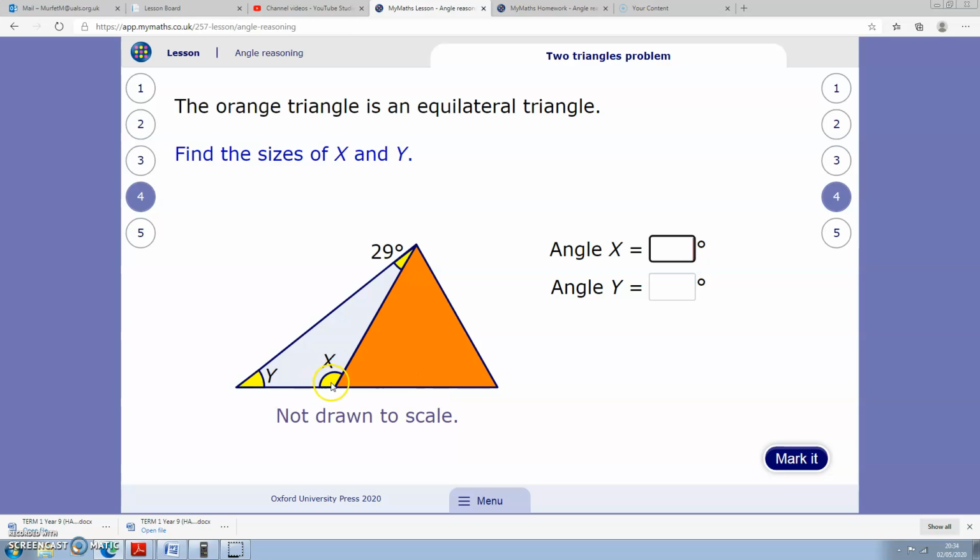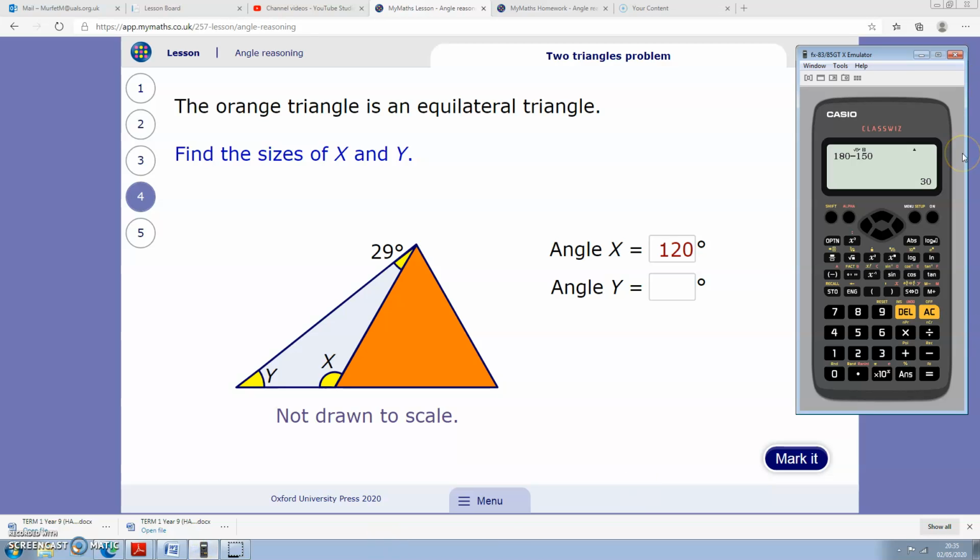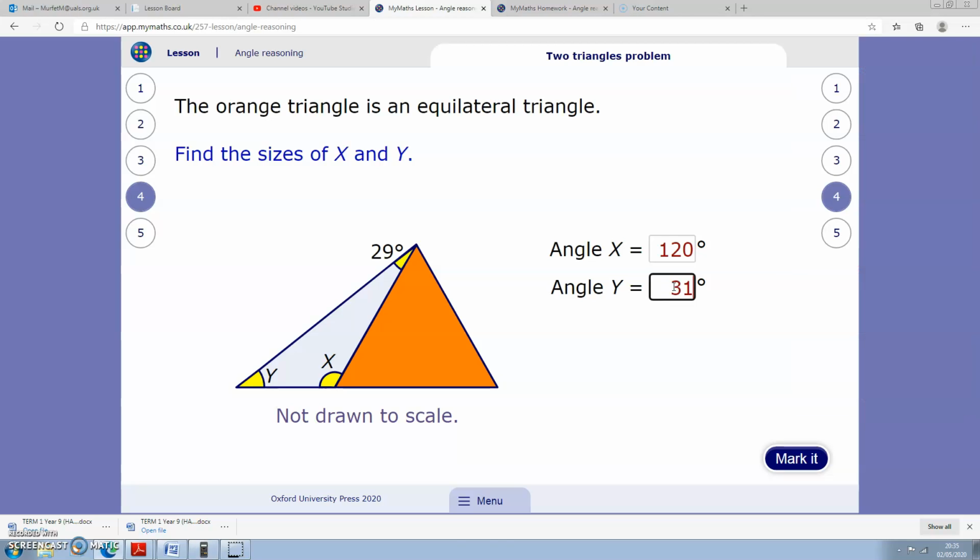So straight away we could find x because this line is a straight line. So if this angle here is 60 degrees, what's going to be left over? And hopefully you're shouting at the screen 120 degrees. So if this is 120 and this is 29, what's left over? So I start with my 180, take away 120, take away 29, y is going to be 31.